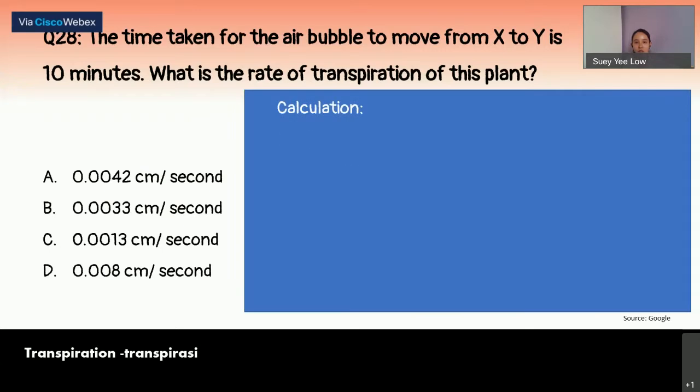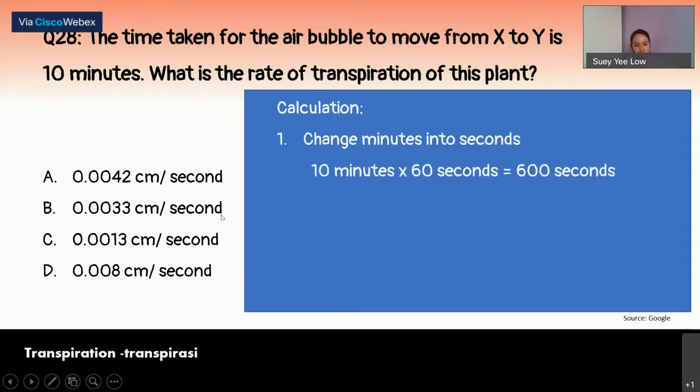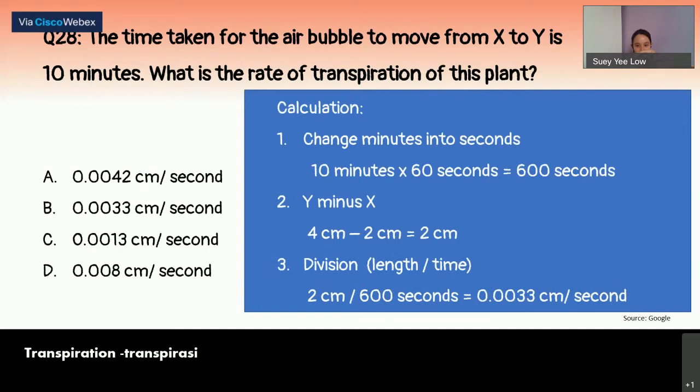For the calculations, first thing first, the unit here is second, right? So you have to change your minutes into seconds. 1 minute is equal to 60 seconds, so 10 minutes, you will get 600 seconds. Then you subtract Y, which is 4 cm, minus 2 cm. Then you will get 2 cm. Then you divide your length by your time. So you will get 0.033333 centimeter per second. So the answer will be B.